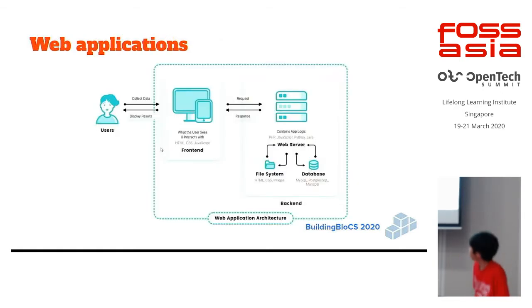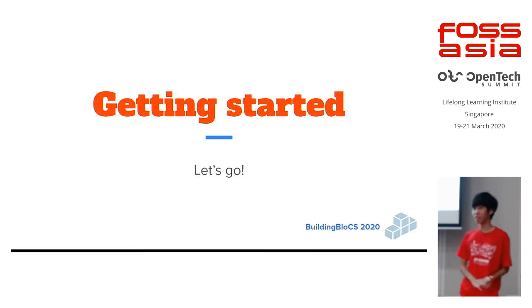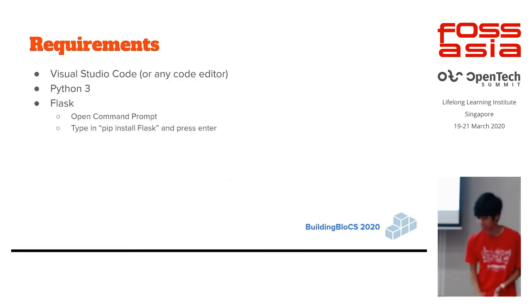This is a simple overview of how web applications work. So Flask will mostly be working a lot on the back end today. Flask will send HTML or CSS to the front end where the users can see. And when they fill out a form, they'll request the data through two different methods, either GET or POST, which I will cover more later. So now that we know what Flask and web applications are, let's get started.